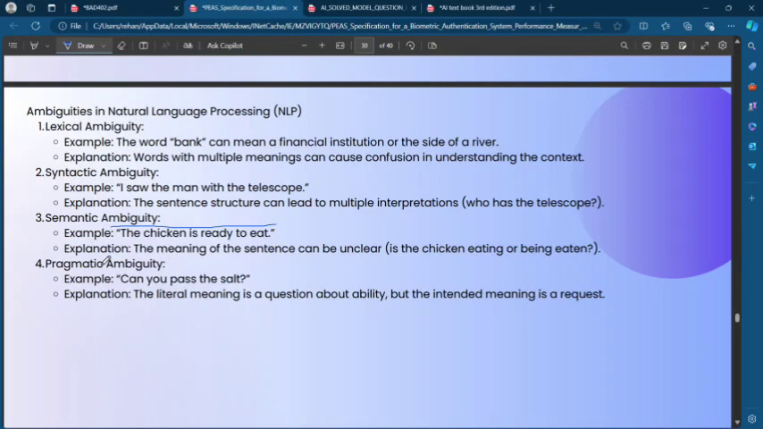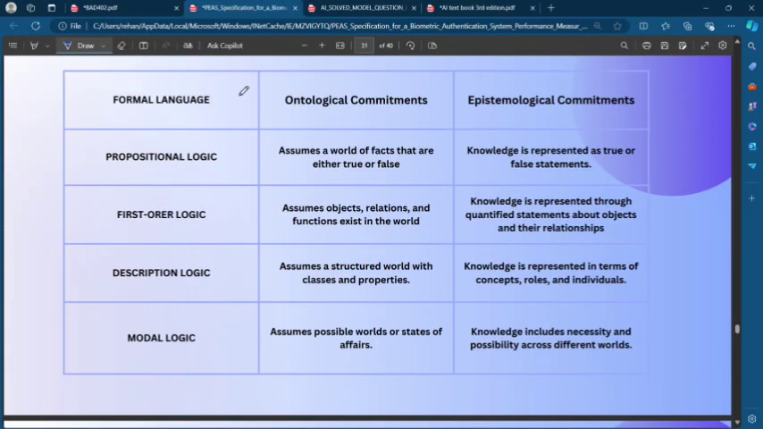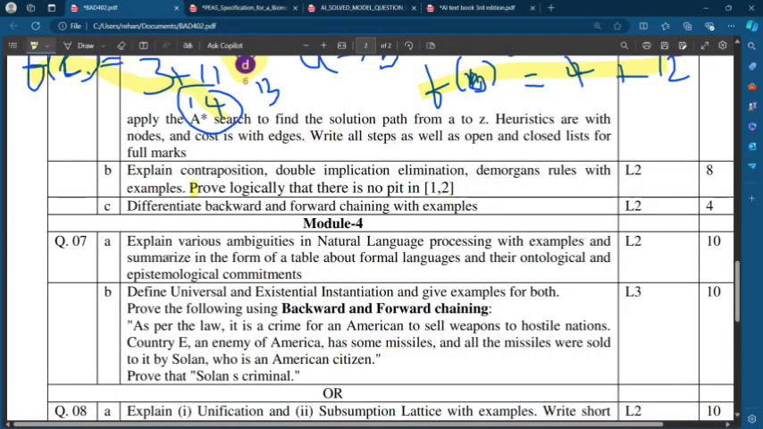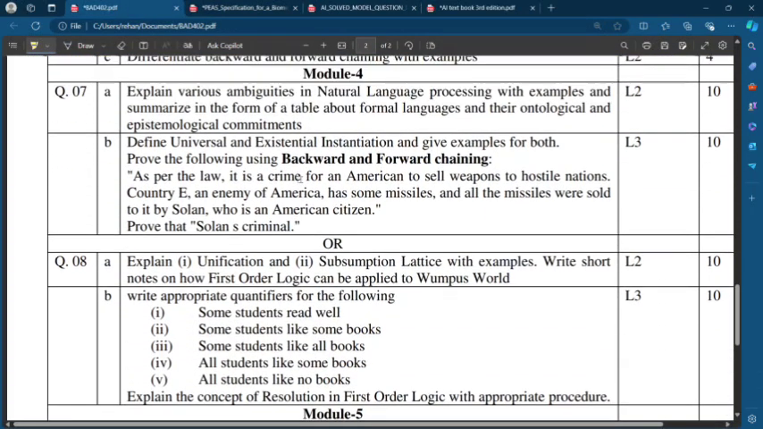So these are the four things I have explained. If you read once, you will understand. Then ontological commitments and epistemological commitments. Propositional logic, first order logic, probability logic, modal logic. We have to talk about which completes and different. That's done, right. Then define universal and existential instantiation and give an example for both. Prove the following using backward and forward chaining. This I'll explain in the second video.